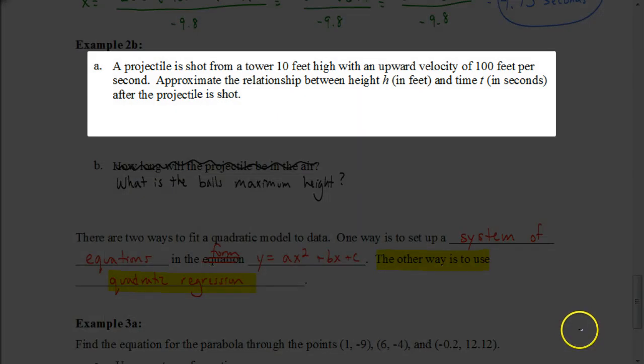Let's work on this next one together as well. It says a projectile is shot from a tower 10 feet high with an upward velocity of 100 feet per second. Approximate the relationship between the height and time after the projectile is shot. So again, when they say approximate the relationship, we're just coming up with an equation.